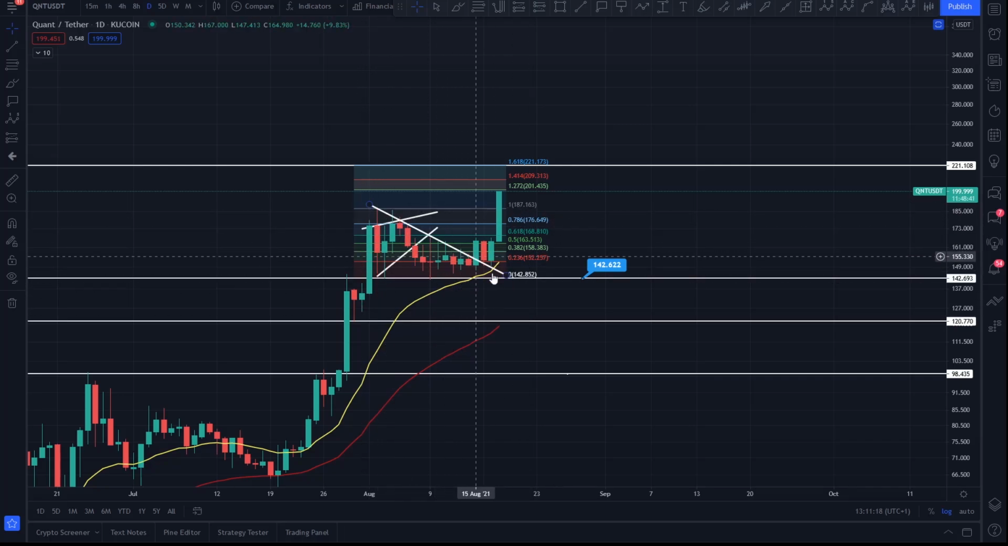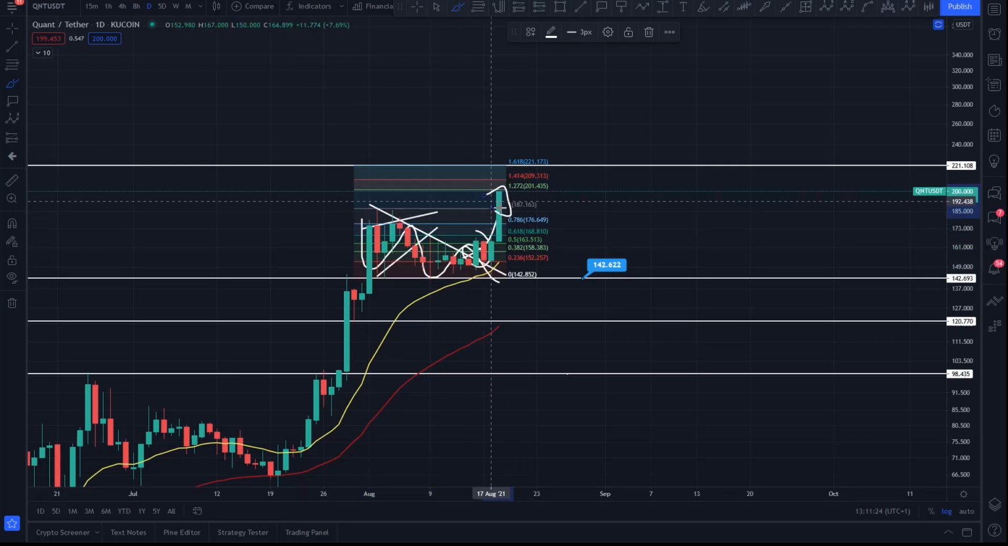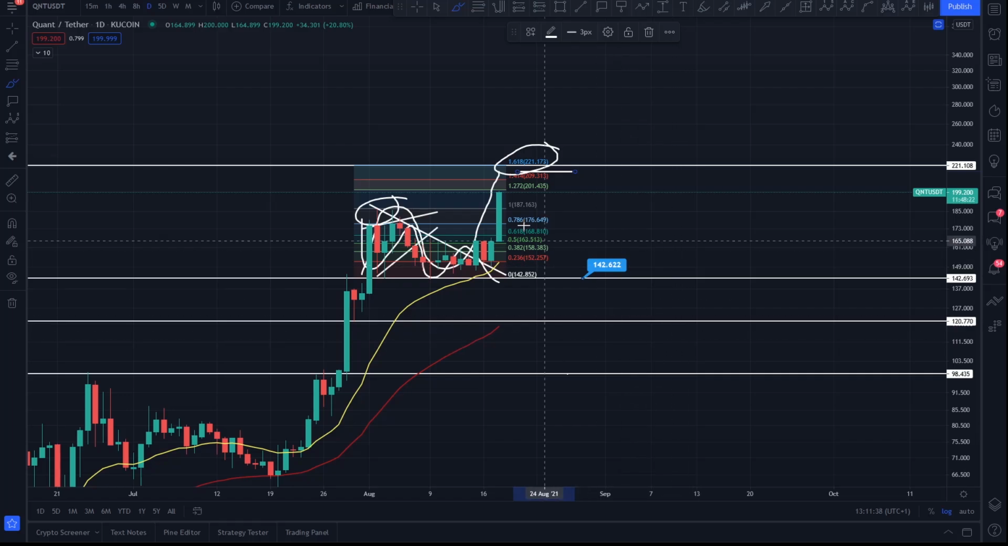You've already broken out of this descending triangle, which I spoke to you about in a previous video. You break resistance, you're looking at a beautiful long just there. You broke out, you came back to its support, you held it, and you're continuing with the trend. And right now you're breaking this high, so you're in a technical target, an impulsive wave to the 1.618 at $221 at the moment for Quant. So it's looking good.